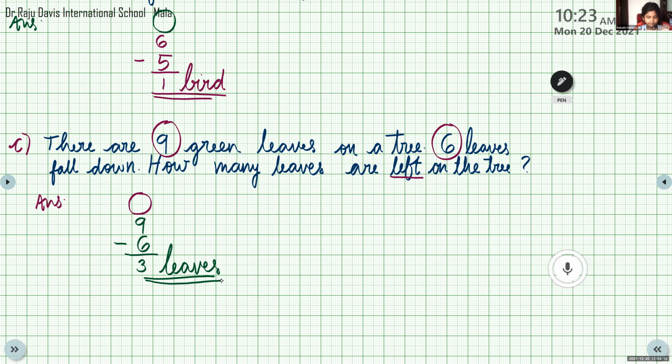Okay. Now you can try question D. It's from another book. So let's write the question. If we have time, we will discuss today. Otherwise, tomorrow.